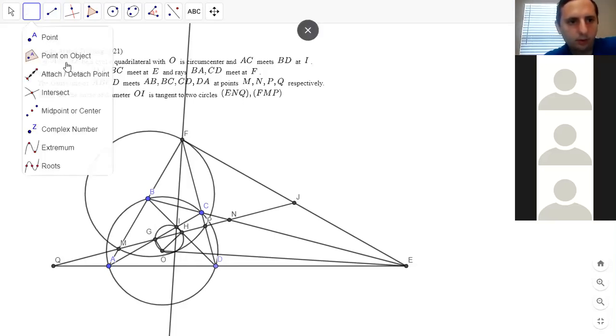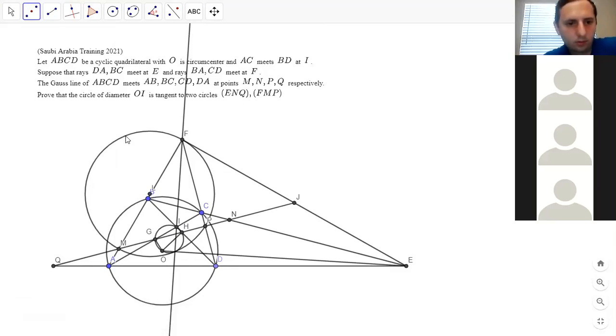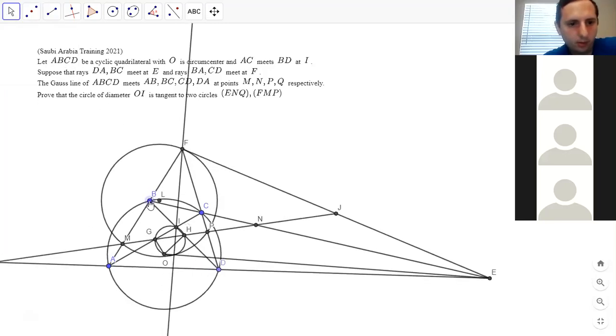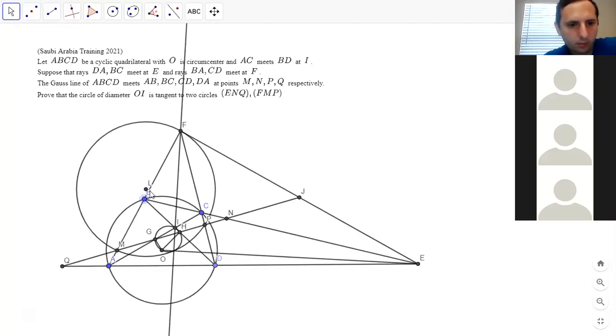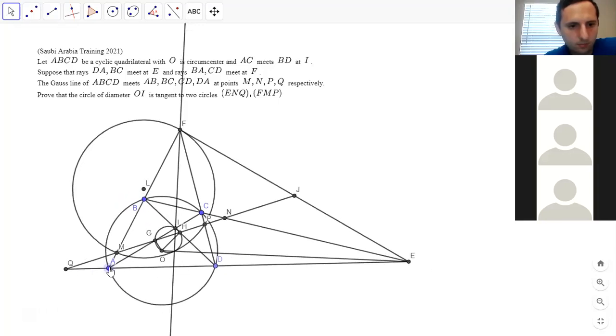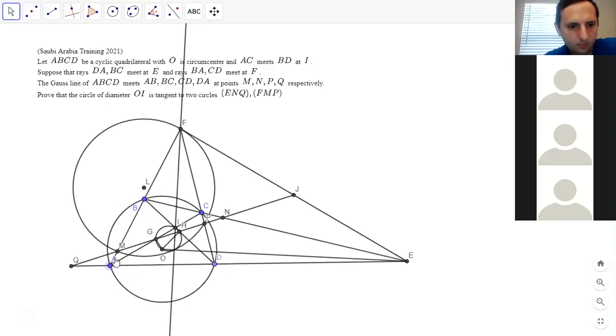Let me draw the center of this circle. Does it really lie on AB? No, it just looked like it. Can you label the point of tangency of the two circles? Yeah.